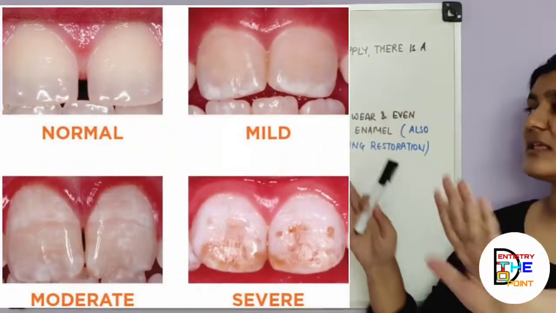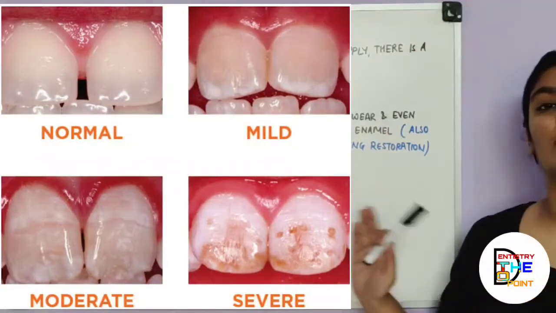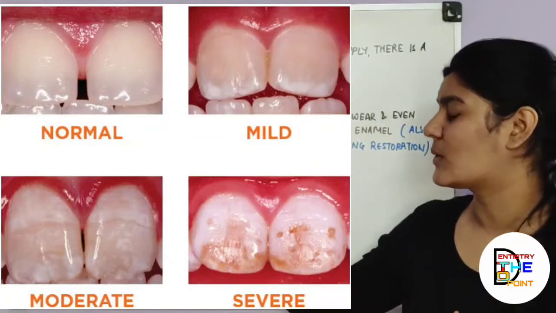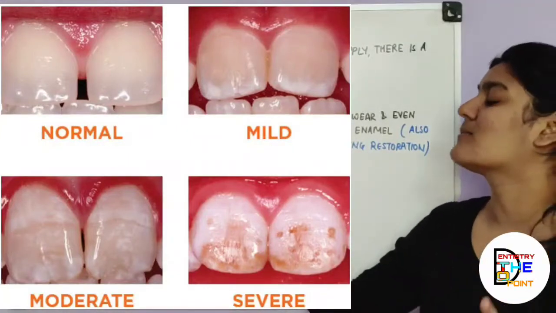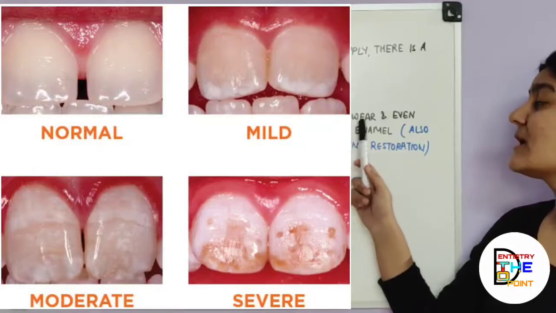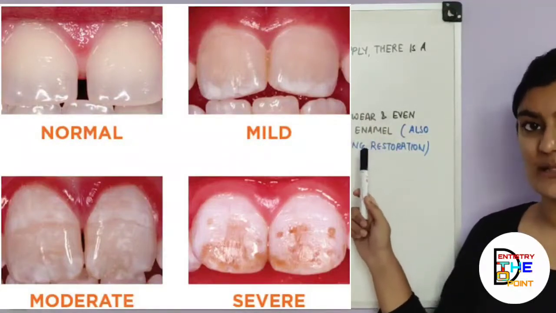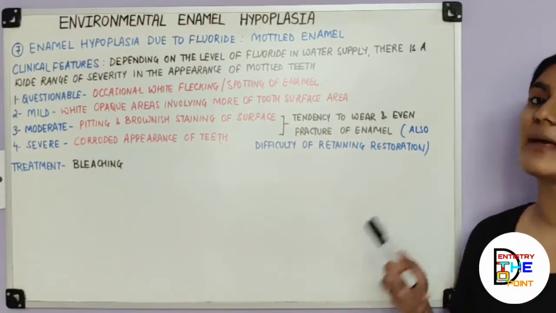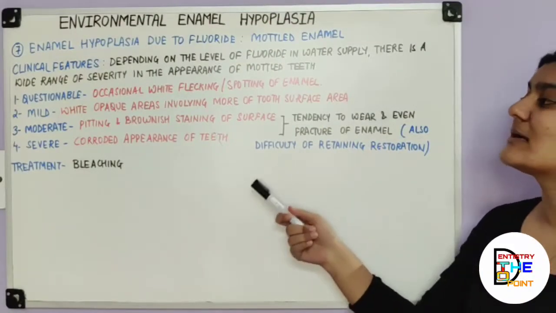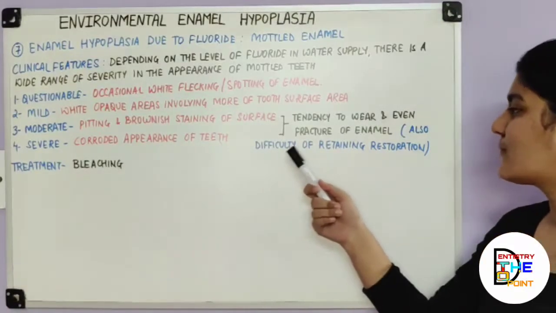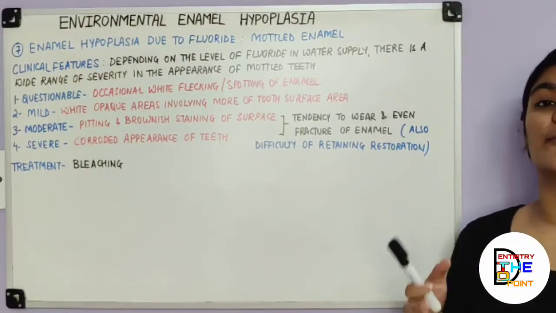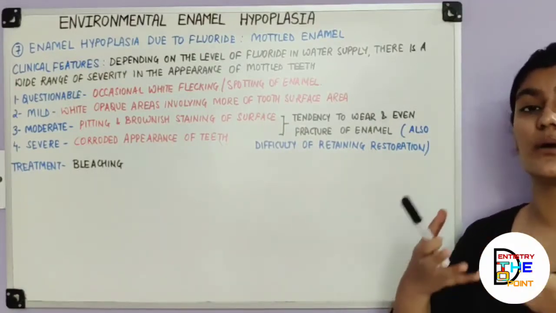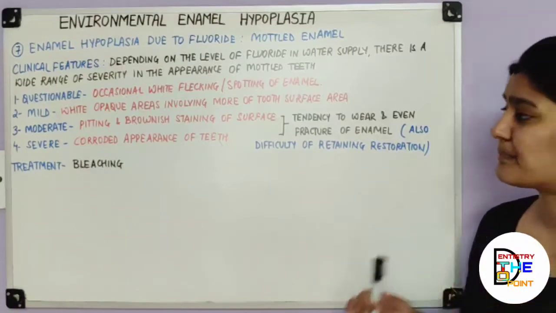So all these appearances will be clear as I pop up diagrams, and you will get to know each and every type of mottling. Now the third and fourth, that is the moderate and severe forms, have a tendency to wear, and even fracture of the enamel is seen in such cases. Obviously, they are aggressive forms, so wearing of the enamel and enamel fractures are common. Also, earlier studies have stated that in moderate and severe forms there is difficulty retaining restorations in the tooth. The restorations do not retain in these kinds of teeth.